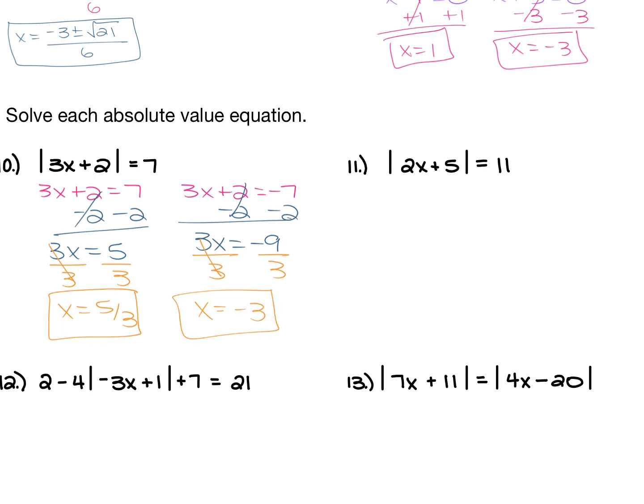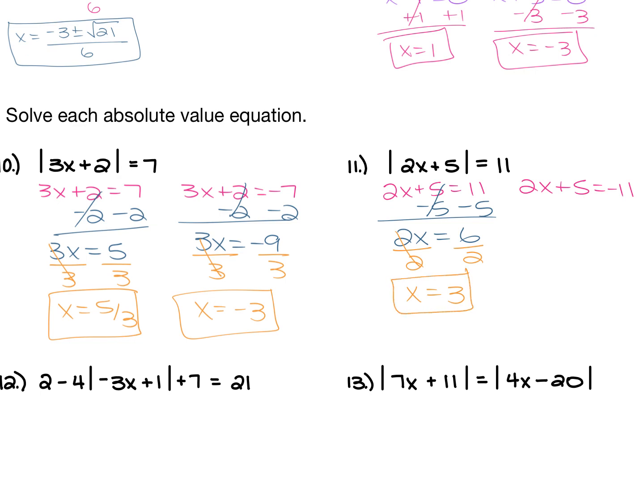For 11, you have the absolute value of 2x plus 5 is equal to 11. Your absolute value is isolated, is equal to a positive number. So separate this into 2x plus 5 is equal to 11, and 2x plus 5 is equal to negative 11. Move your 5 over, subtract it from both sides. With the one on the left, you're going to have 2x is equal to 6. From there, divide each side by the 2, and you have that x is 3. For the one on the right, you're going to have 2x is equal to negative 16. Divide that by 2, and you have that x is equal to negative 8.